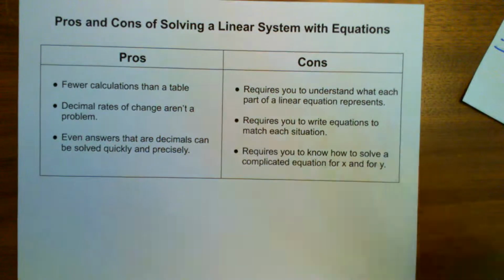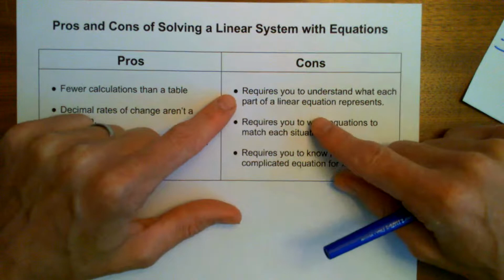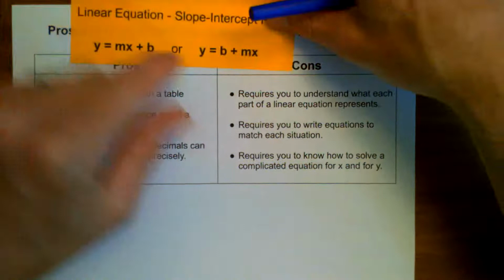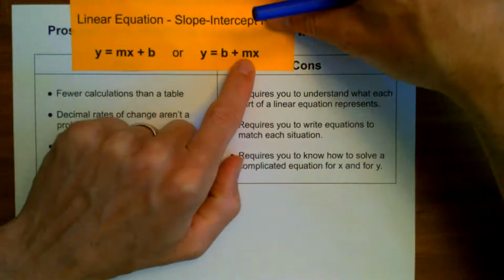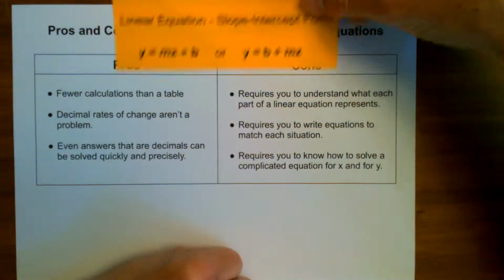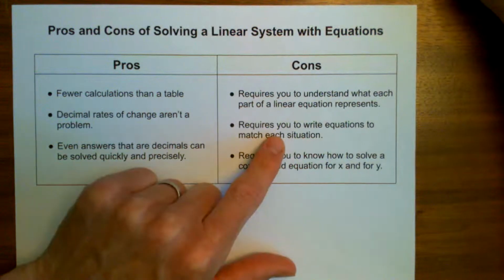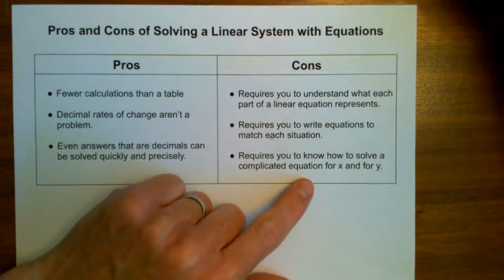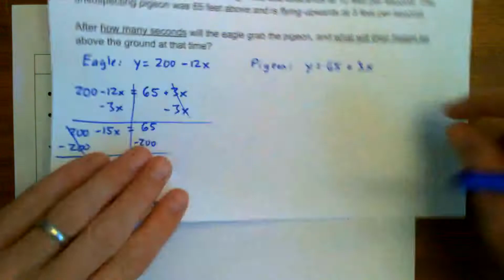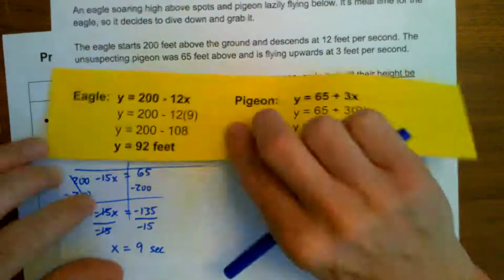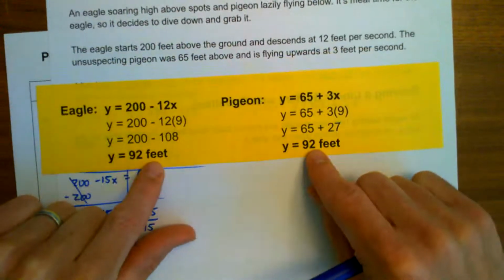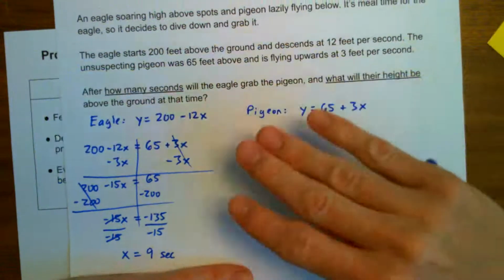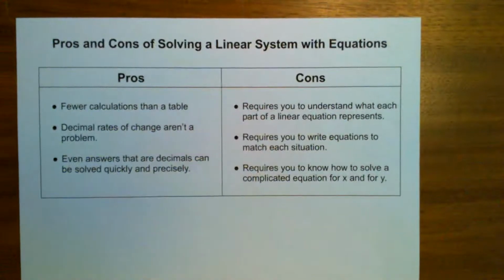But the cons, if you're going to use this method, it does require you to understand what the parts of a linear equation represent. What does y mean? What does b mean? What does m and x mean? So it does require some knowledge of these equations. It requires you to write two equations to represent the two flights of the birds, and to know how to solve for x and for y. So here we solved for x, and then we had to use that x value to solve for y. So it does require you to know how to do both of those things. But overall, I definitely like solving these linear systems with equations.